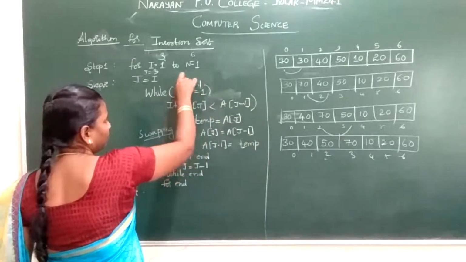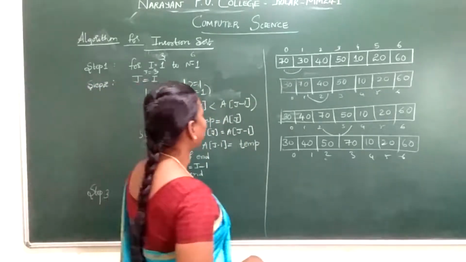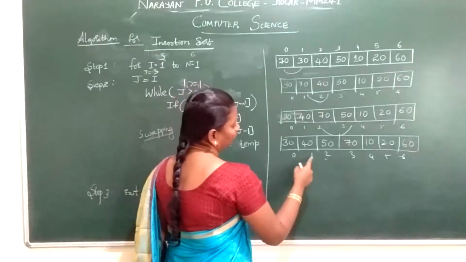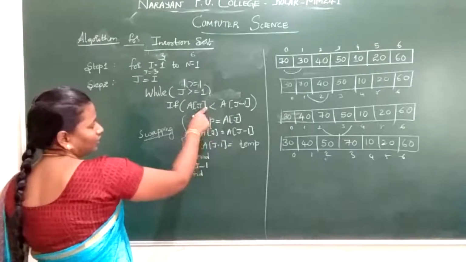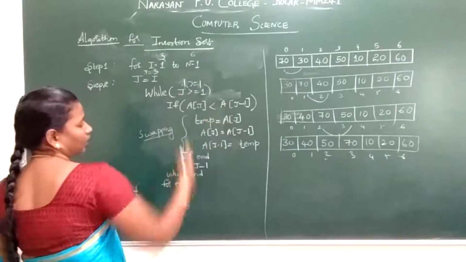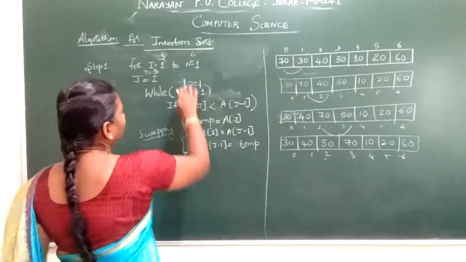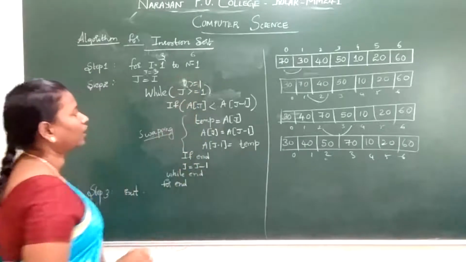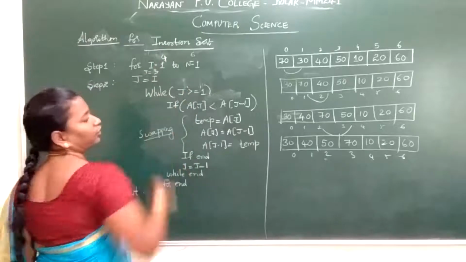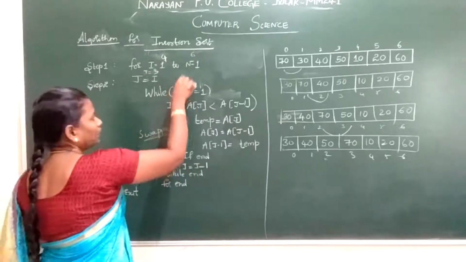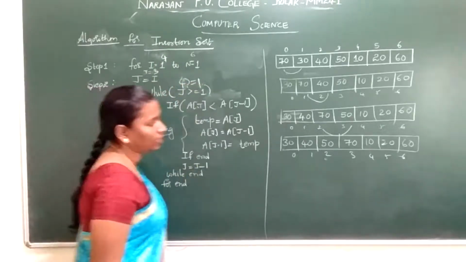j will become j minus 1, again 1. 1 is greater than or equal to 1. Yes, the condition is satisfied. What is there in a of 1? 40. Is 40 less than 30? No, the condition fails. Again the j value becomes 0. Is 0 greater than or equal to 1? No, the condition fails. So again we will go to the for loop. Now the i value gets incremented to 4. Now 4 is greater than or equal to 1. Yes, the condition is true.